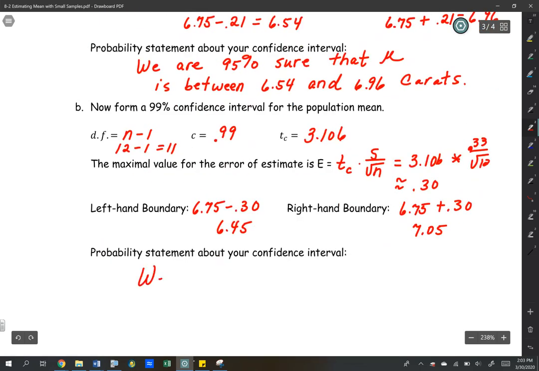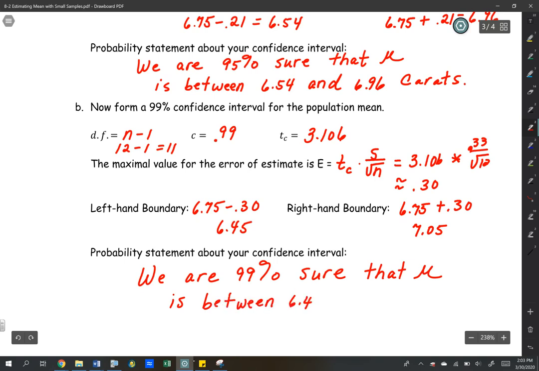So in this probability statement, we will say that we are 99% confident, or I should say sure, I don't want to change what I've been writing every time. We are 99% sure that mu is between 6.45 and 7.05.